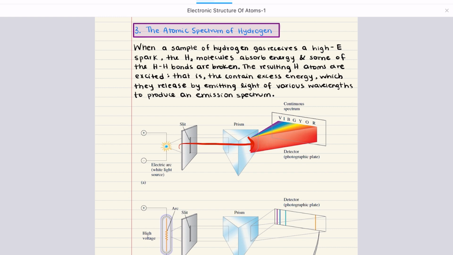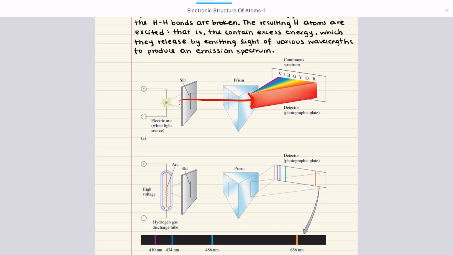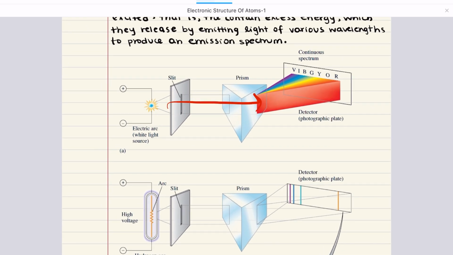Now, to understand the significance of the hydrogen emission spectrum, we have to first describe the continuous spectrum that results when white light is passed through a prism. So when white light is passed through a prism, what we observe is that it contains all of the wavelengths of visible light. All right, very much like when sunlight is dispersed by raindrops, right? The rainbow produced when sunlight is dispersed by raindrops.